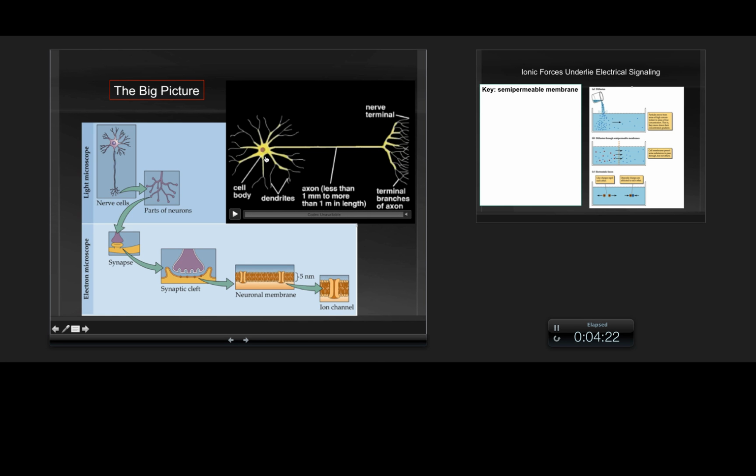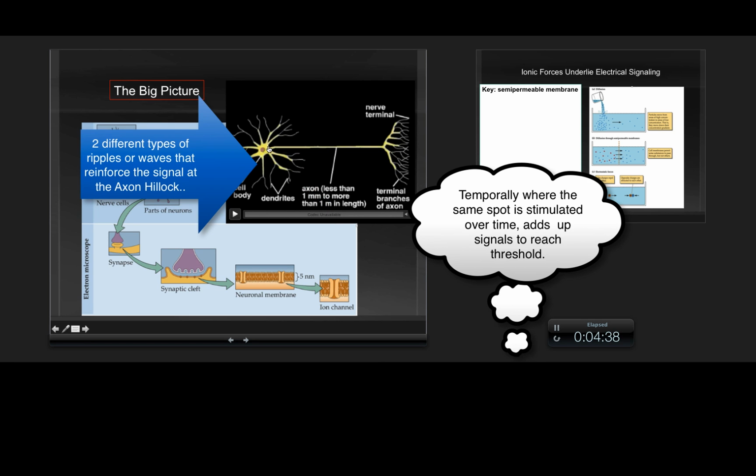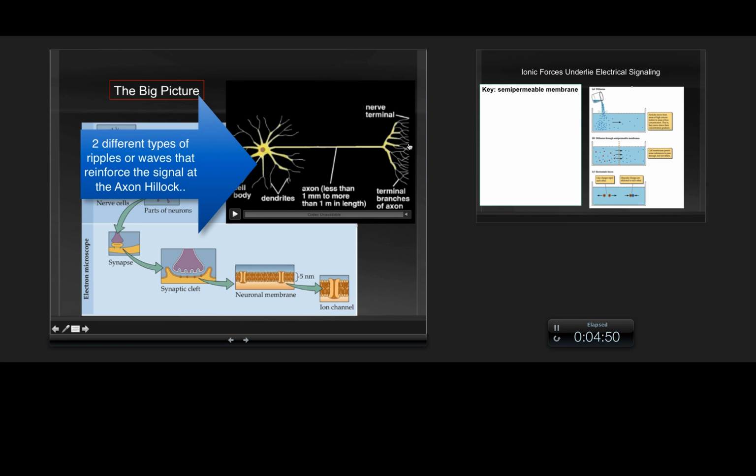Anyway, so once it reaches threshold, then this thing called the axon hillock, which is right about here in the cell body, right where the cell body meets the axon, we've got a high cluster of sodium channels. And whenever these ripples reach this high cluster of sodium channels called the axon hillock enough, whenever we've got a fly heavy enough, then the signal gets sent down through the action potential. We'll discuss that later. Okay?